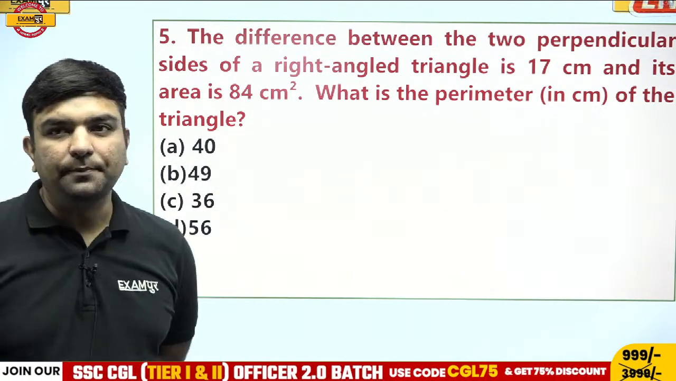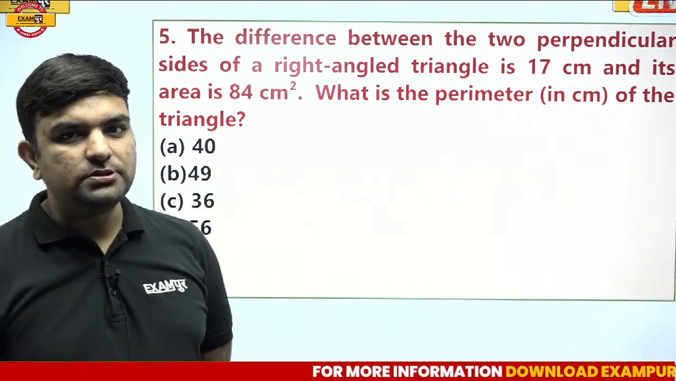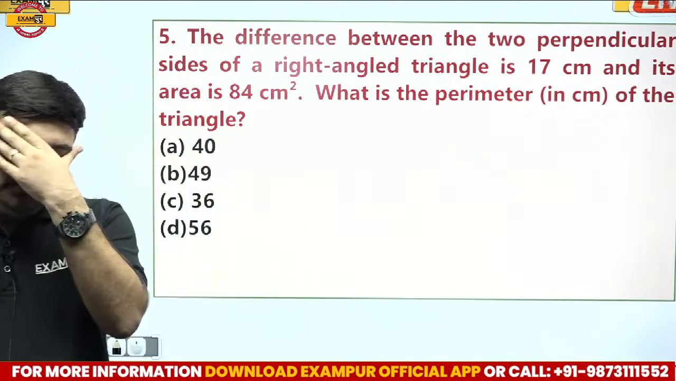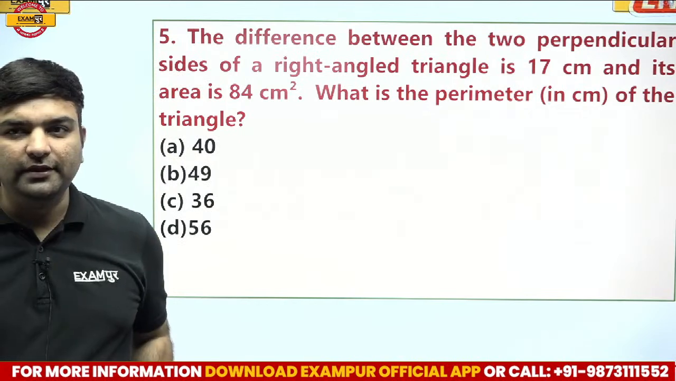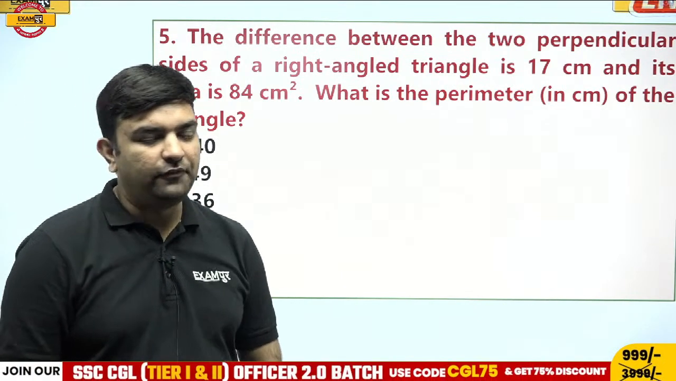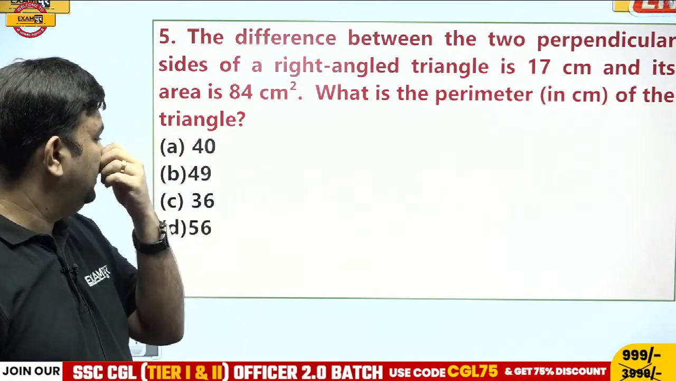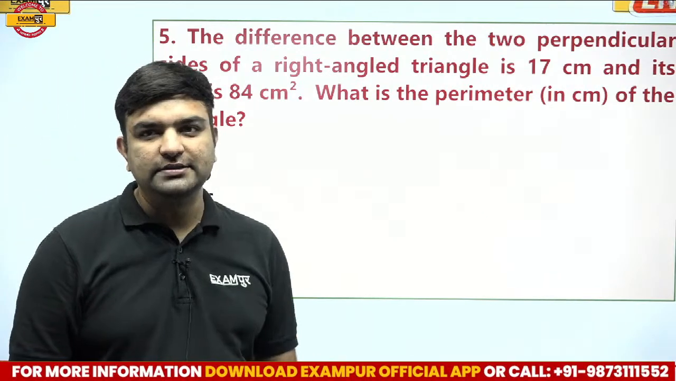The difference between the two perpendicular sides of a right angle triangle is 17. Area is 84. What is the perimeter?